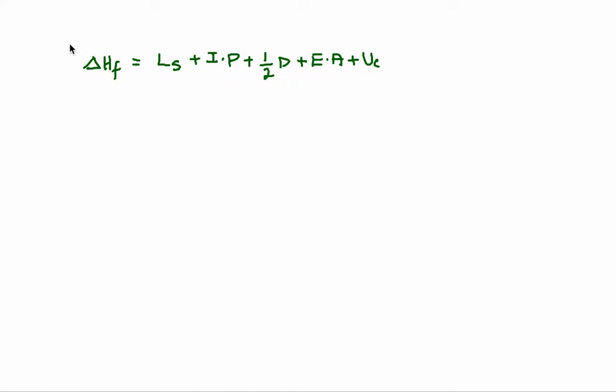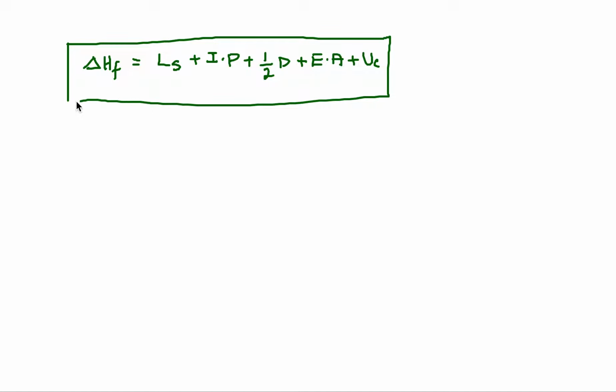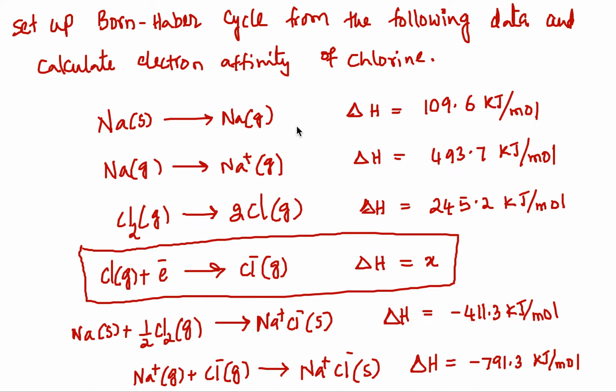So this is the best way to memorize the equation. So that's the Born-Haber cycle and Born-Haber cycle equation. Even without using this formula, just with the observation of these equations and clever manipulation of these equations, we will arrive at the answer.